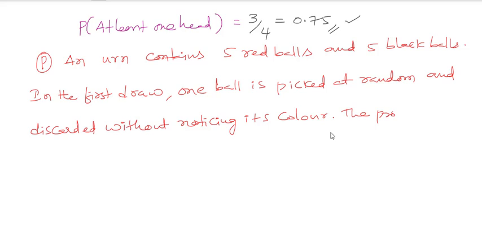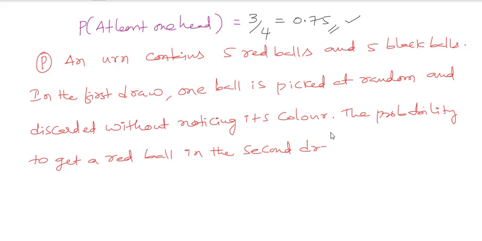The probability to get a red ball in the second draw is, option A 1/2, B 4/9, C 5/9, D 6/9. This is the question, mark.